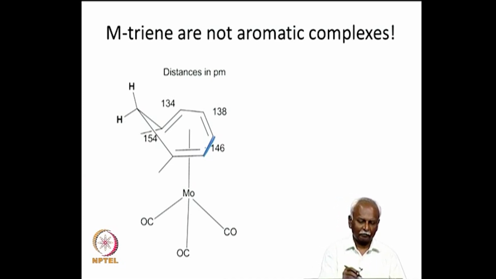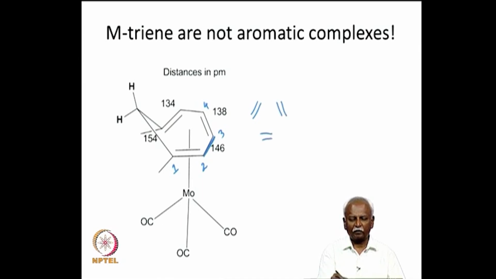So, here, if this is the first carbon that we are talking about, this is the second, this is the third, carbon atom 2 and carbon atom 3 are separated by a long distance, and carbon atoms 3 and 4 have a short distance. So, it is as if 3 isolated double bonds are interacting with a metal atom, and there is a long bond or only a single bond between the carbon atoms 2 and 3. So, these are not aromatic systems.